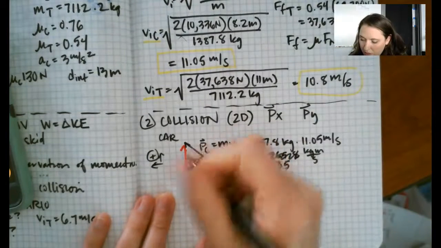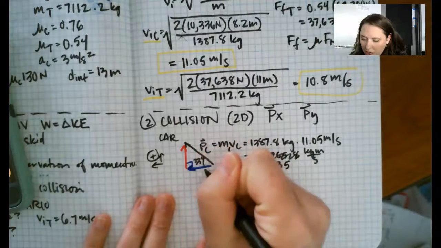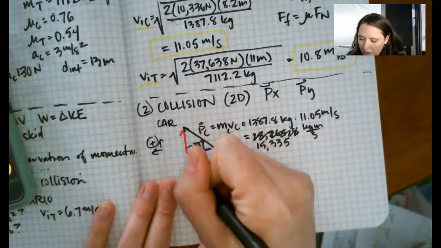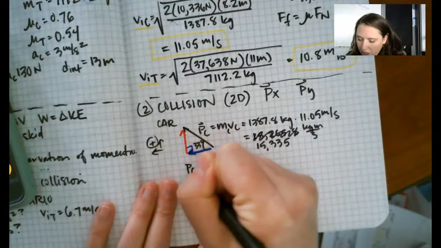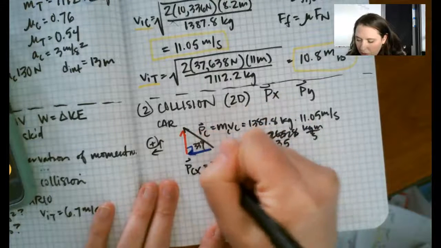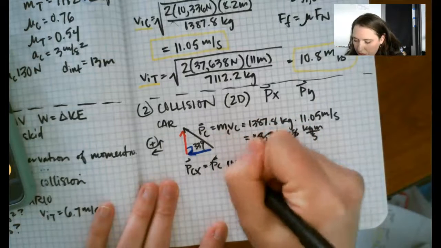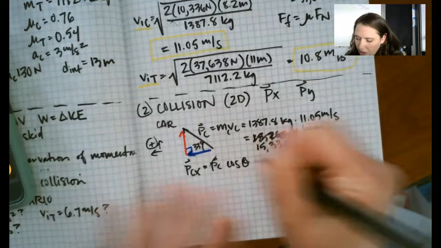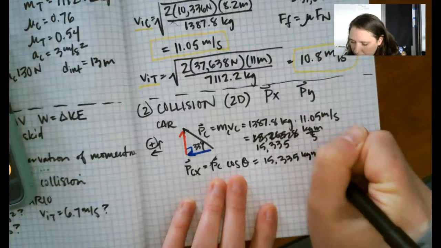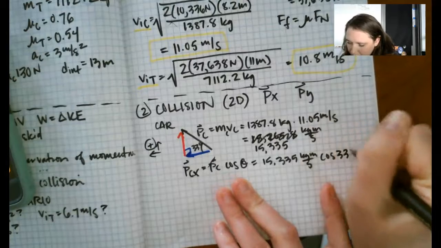So that's just about using my sine as my opposite side and cosine as my adjacent side. So if I want to find the momentum of the car in the x direction, it's going to be equal to the total momentum of the car times the cosine of my angle. So 15,335 kilogram meters per second times the cosine of 33.